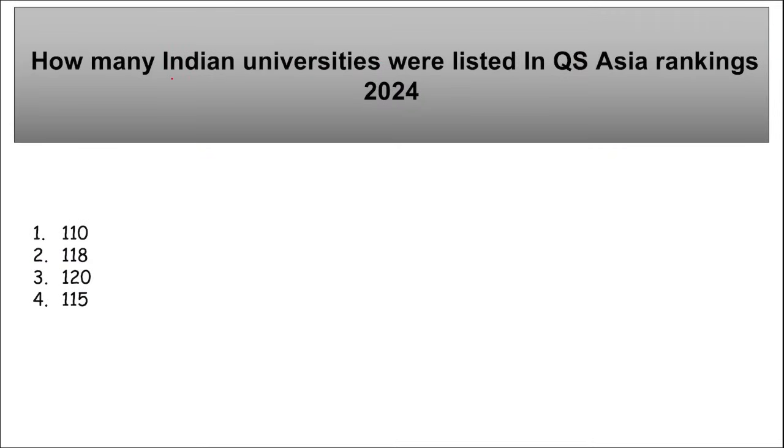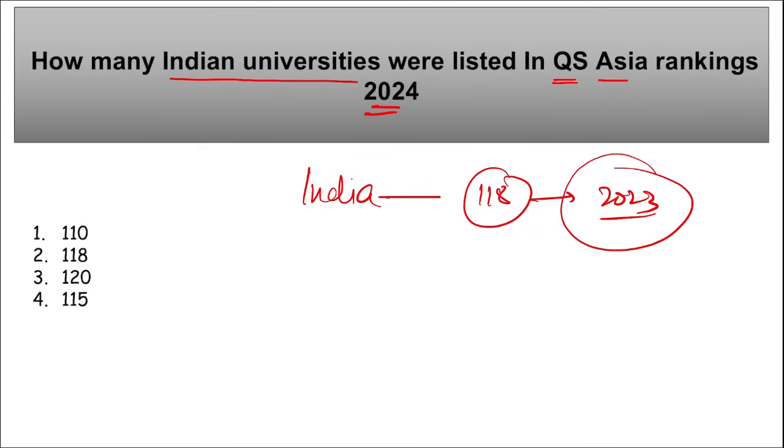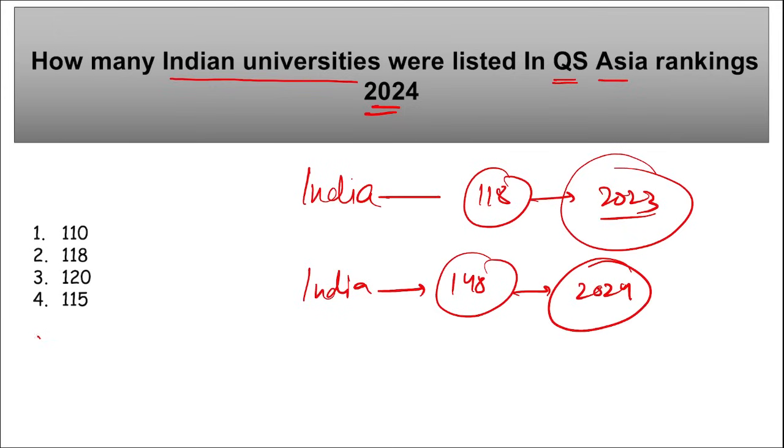Next is how many Indian universities were listed in the Quacquarelli Symonds Asia University Rankings for 2024. So from India, how many universities were listed here? India had a total of 118 universities in the 2023 ranking, and 148 Indian universities in the 2024 ranking. Here option 5 should also be given, 148. 118 were there in 2023, and for 2024 there are 148 Indian universities listed in the Quacquarelli Symonds World University Rankings for Asia 2024.